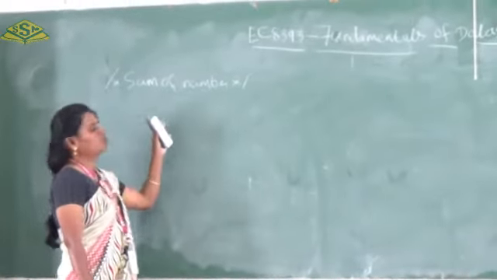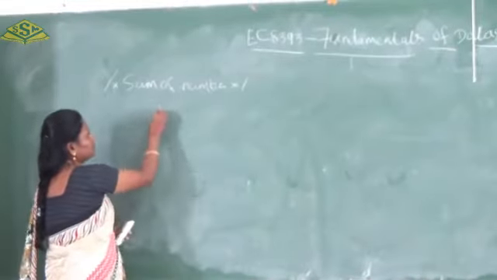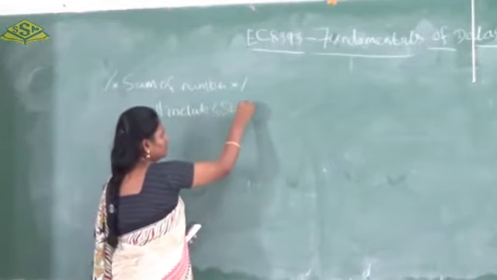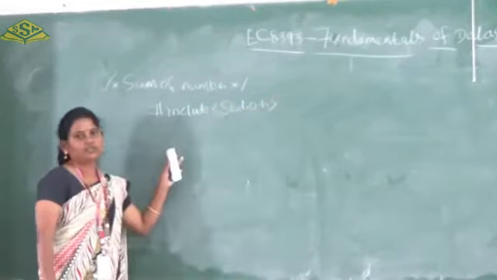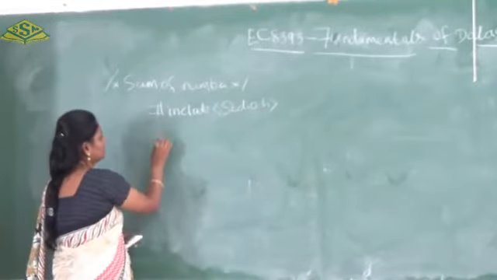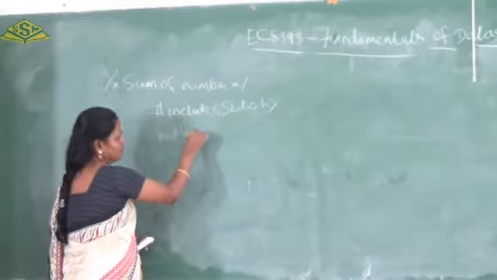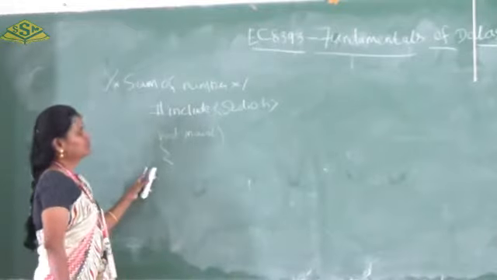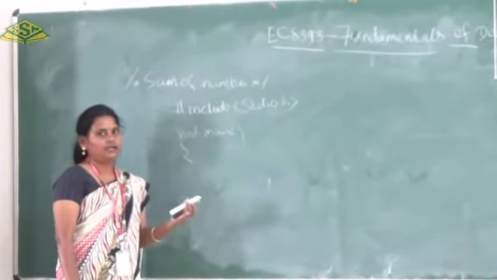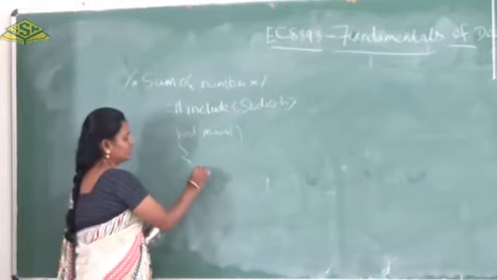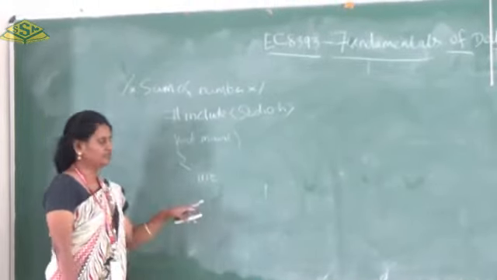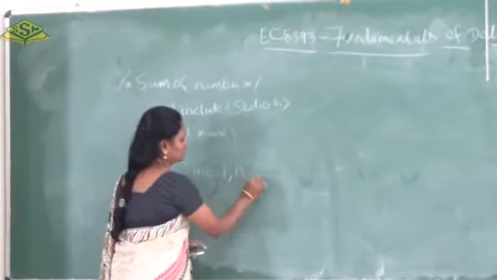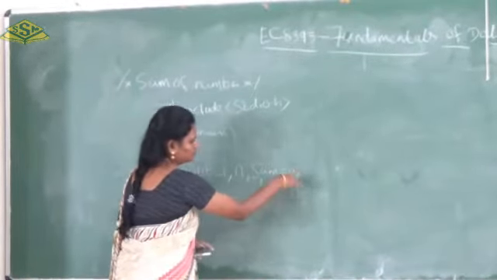So now we see the program for sum of numbers. As usual we have to include the header files: #include stdio.h and #include stdlib.h. After that we give void main. Then we start with the curly brace. For the sum of numbers we need n as well as i as well as sum. So I am going to declare them as integers: int i, n, and sum equal to 0.